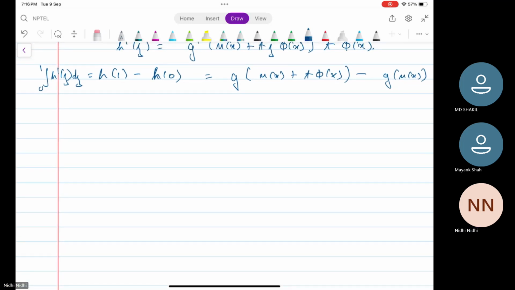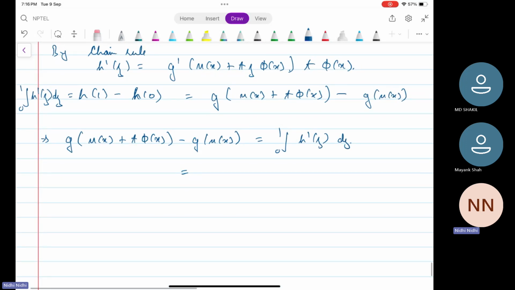Okay. So from here we get g(u(x) + tφ(x)) minus g(u(x)) is equal to the integral from 0 to 1 of h'(z) dz. And we know that h'(z) is g'(u(x) + tzφ(x)) times tφ(x) from here.